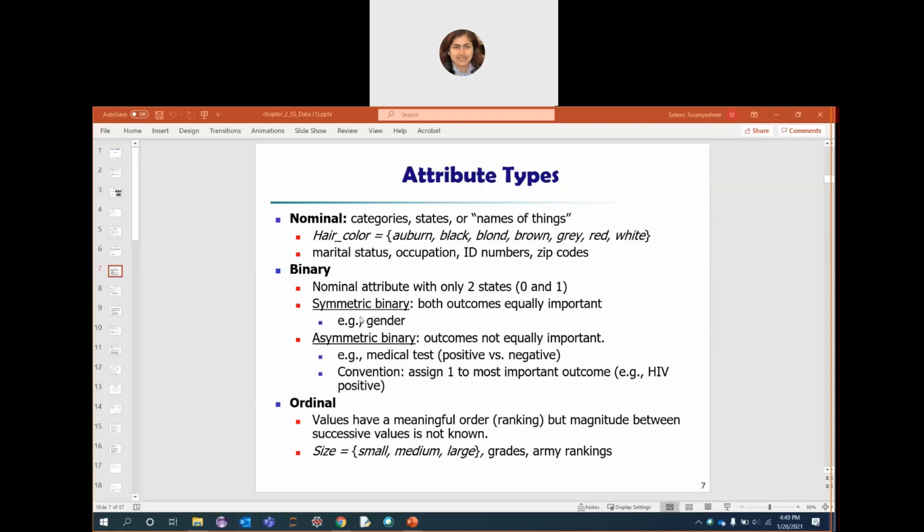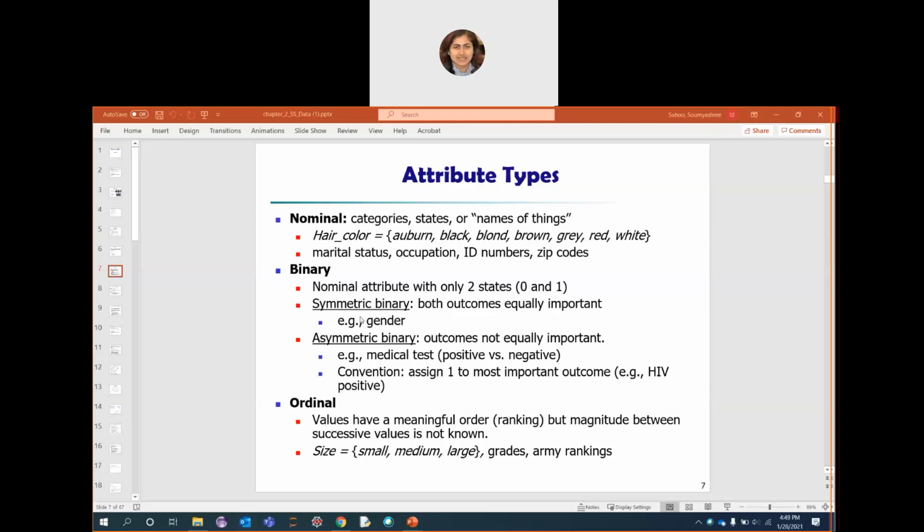Then asymmetric binary means the outcomes are not equally important. What does it mean? Let's say you have a medical test, an HIV test. If you are getting a positive, that is 1, and a negative is 0. Are they equal? Are they symmetric binary? No. Why? If you are getting a positive result as 1, then you have to be more careful.